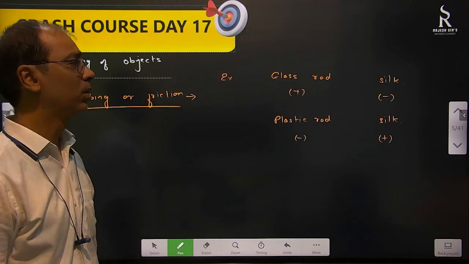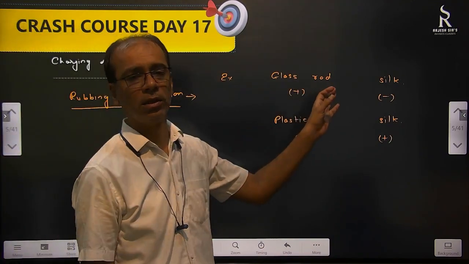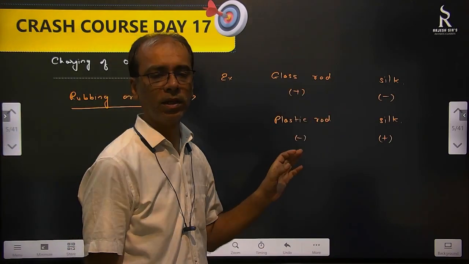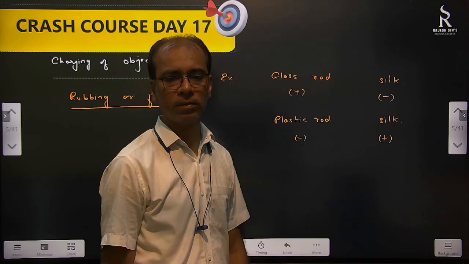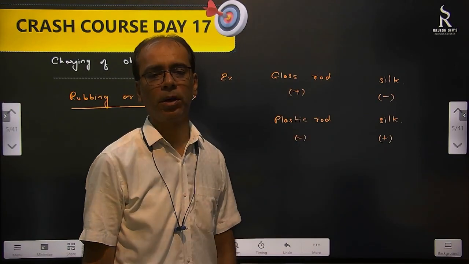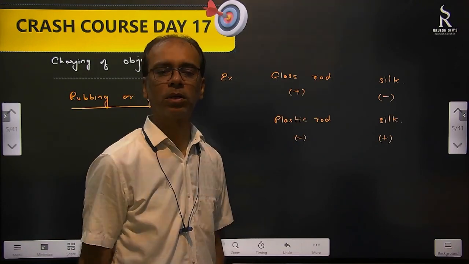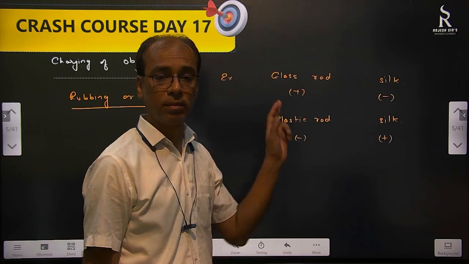Okay, so there can be a question which says a glass rod is rubbed with silk, and after that a plastic rod is rubbed with silk. The glass rod and plastic rod are brought close to each other. What kind of force will be there between them? Attraction.